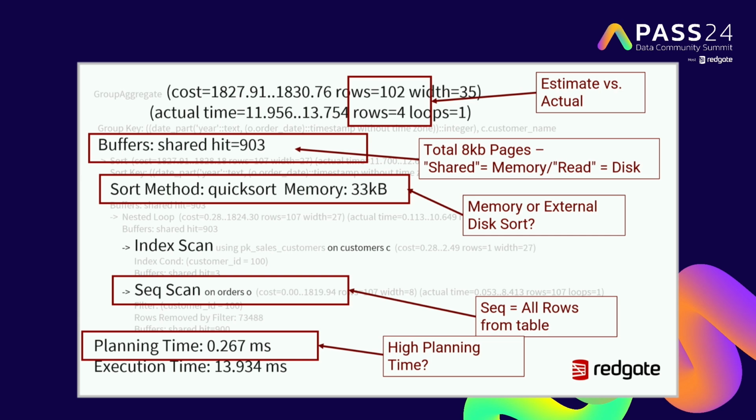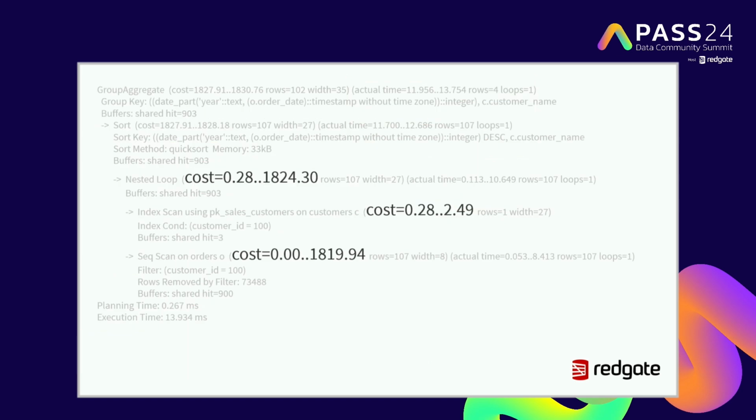Even half a second, like if that's happening every time you execute that query, that's significant. That is CPU being used every time. And so you need to do something else to lower that planning time. So it's great that you can see that. So let's talk briefly about cost.